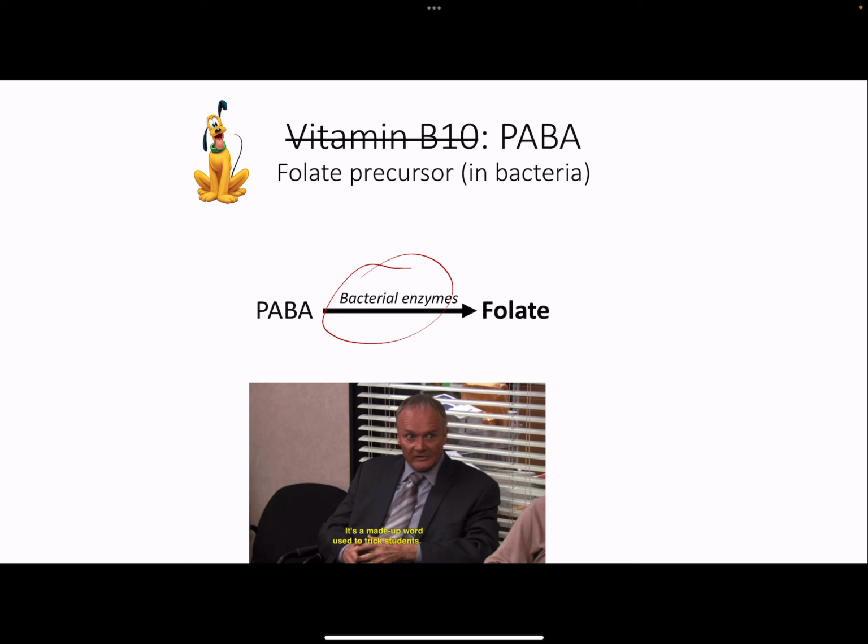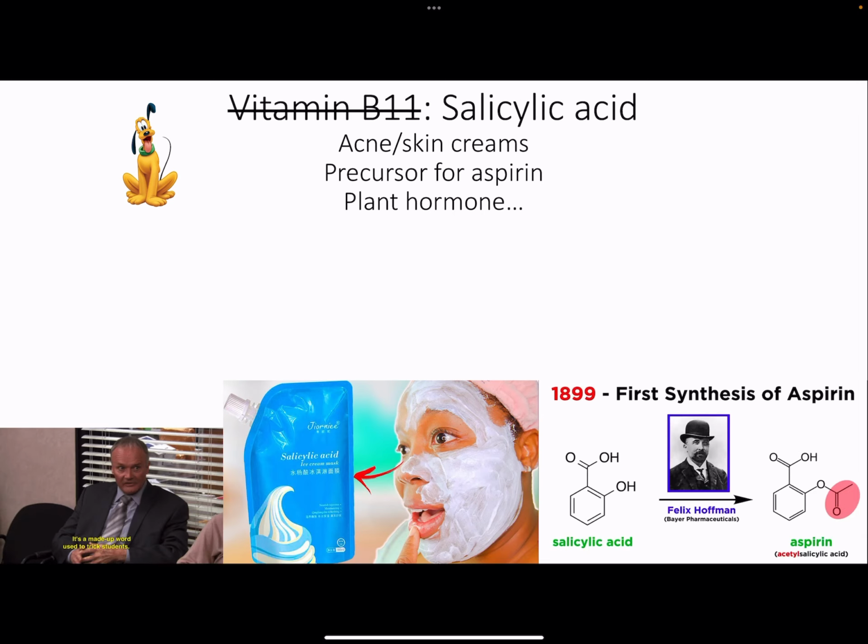PABA makes folate. Bacteria do this. I don't know. Somebody figured out that this doesn't count as a vitamin. Salicylic acid, we see this in acne creams. Precursor for aspirin. It's also a plant hormone. By the way, this is just for fun. You don't have to know any of the ones that don't count as vitamins. I just thought that was interesting for me.